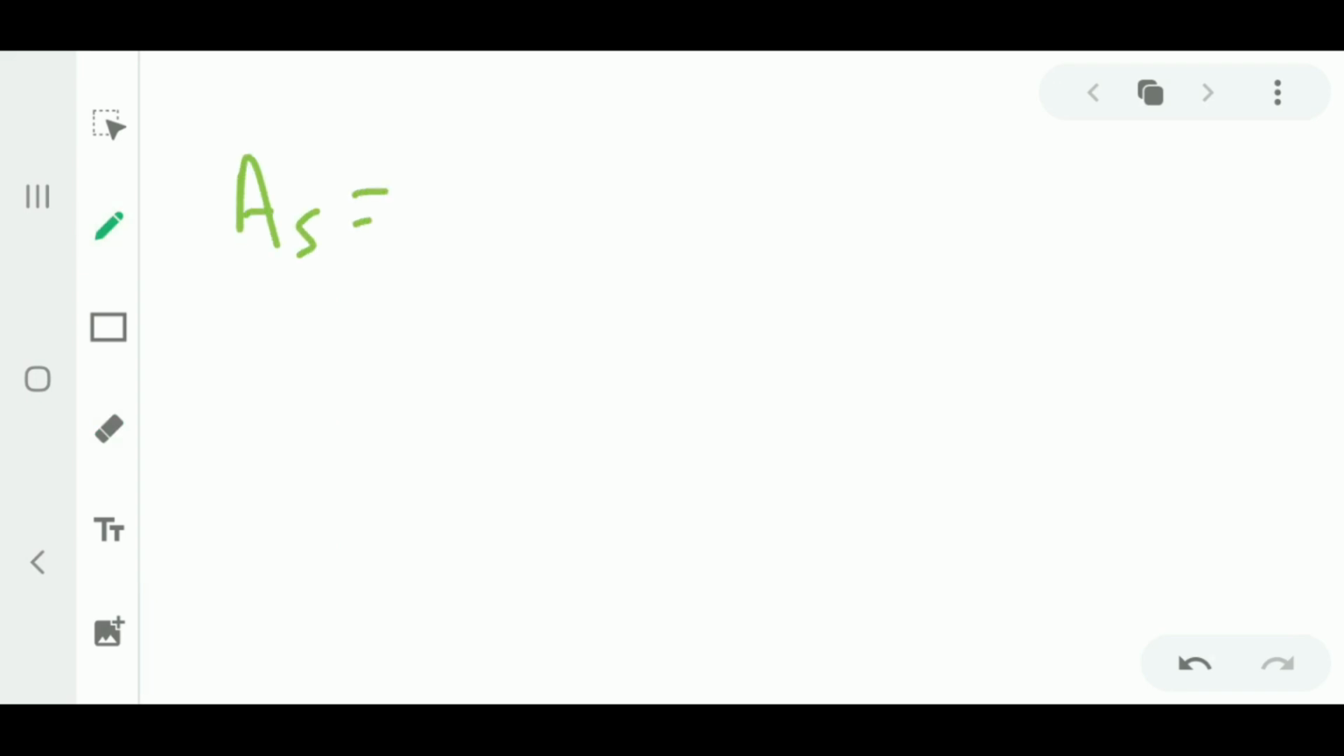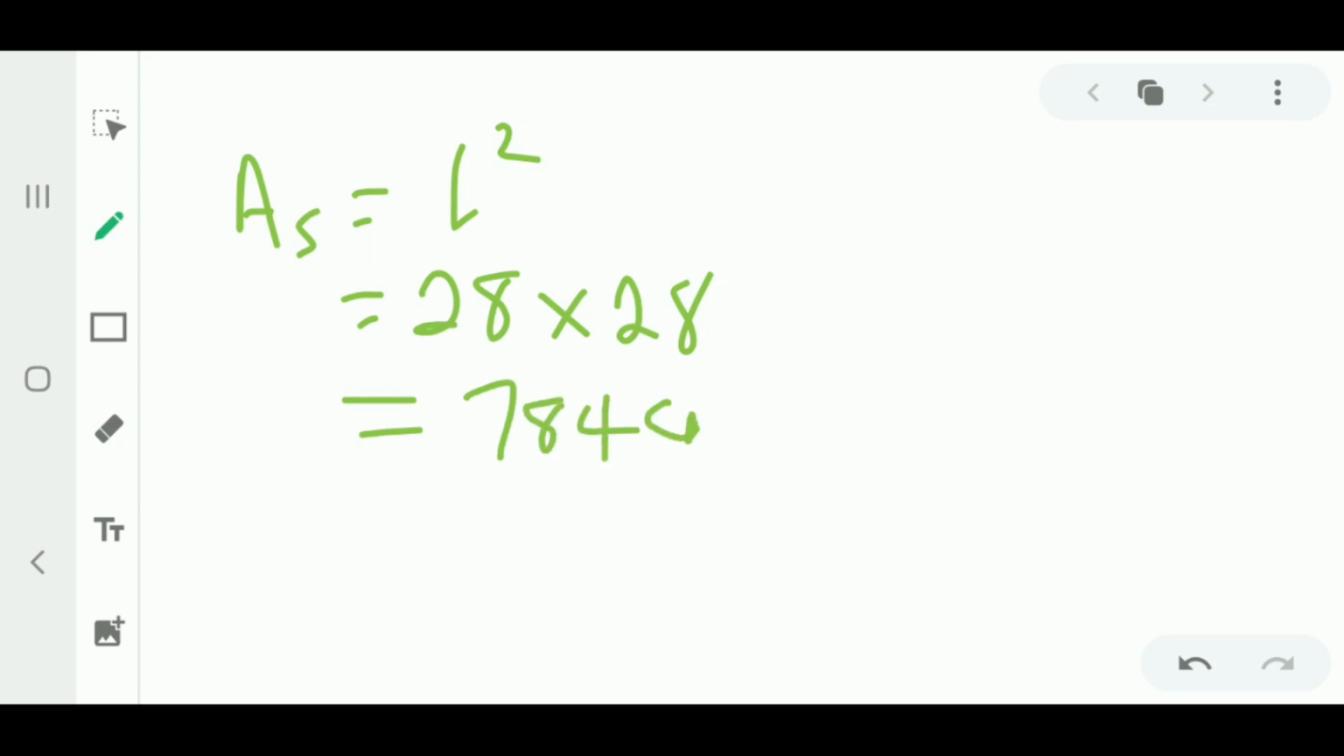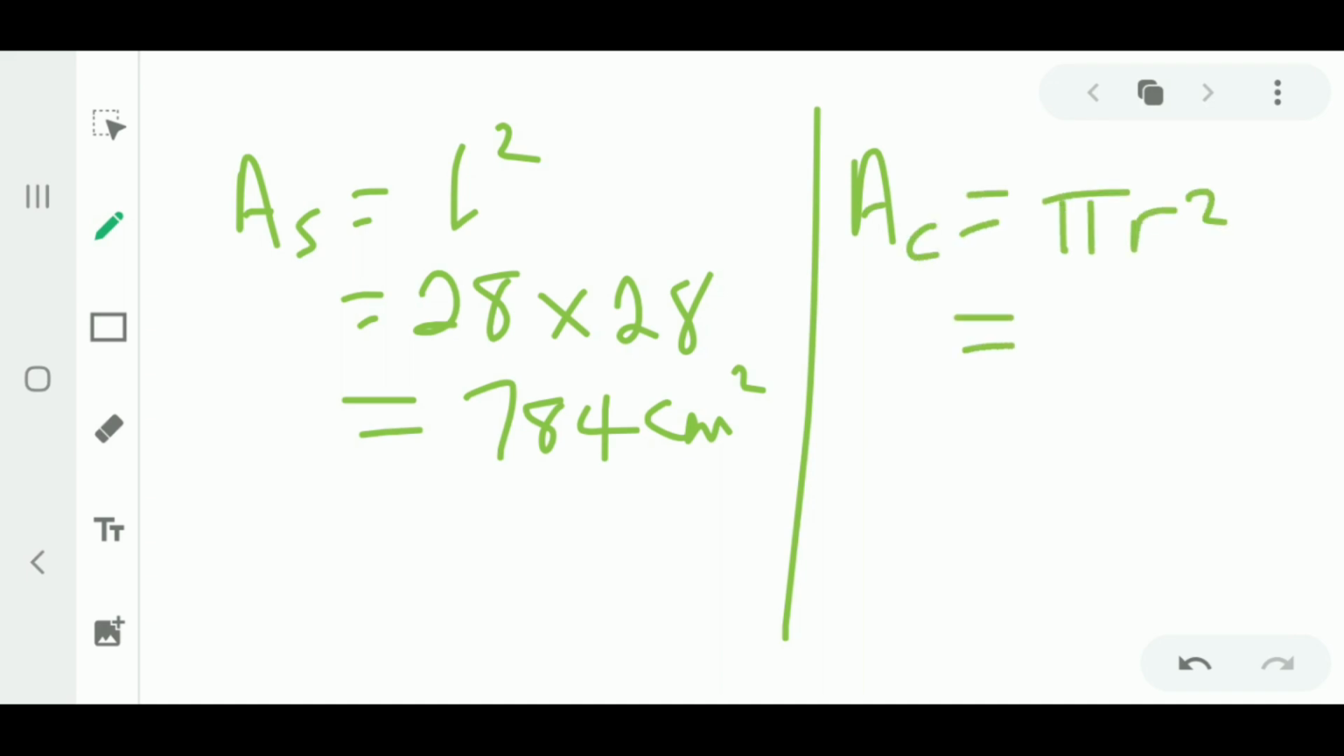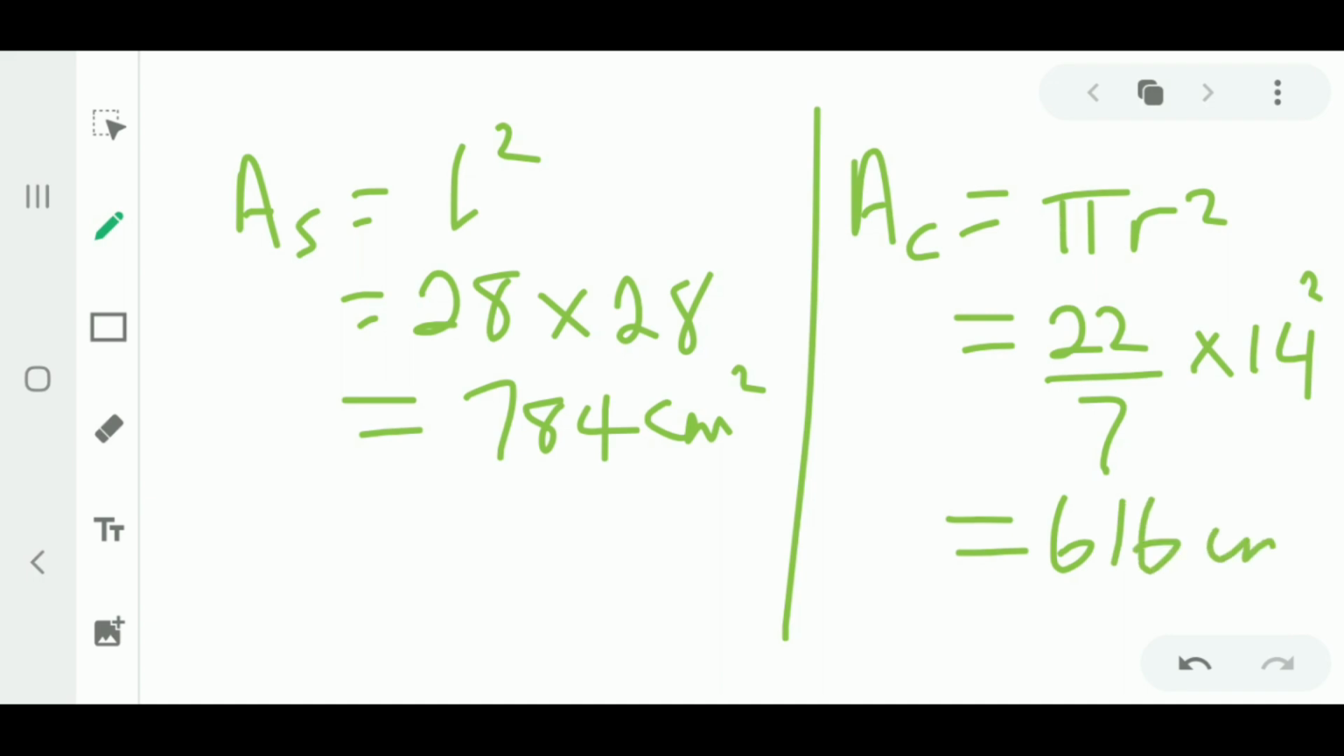The area of a square, which is L squared, is equal to 28 times 28, and that gives 784 centimeters squared. Now the area of the circle is pi r squared, and let's say we're using pi as 22 over 7. The diameter was 28, so we find the radius by dividing that by 2, which gives us 14. So it is 22 over 7 times 14 squared, and that's equal to 616 centimeters squared.